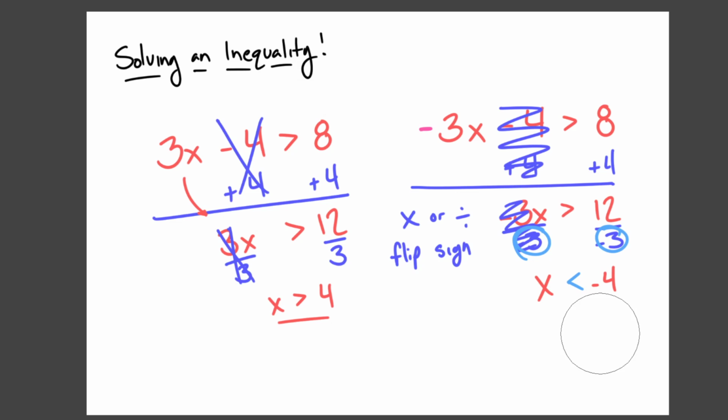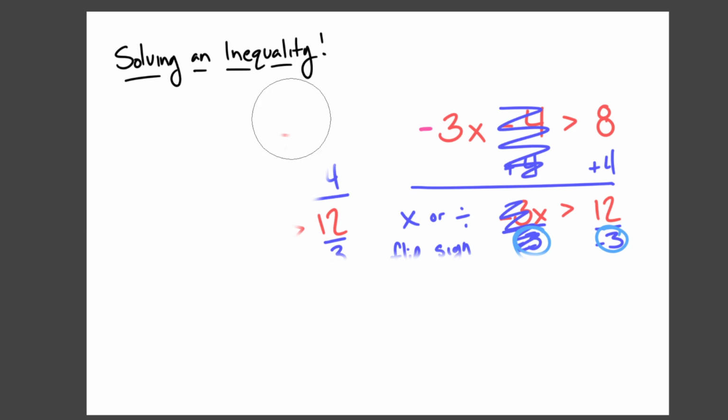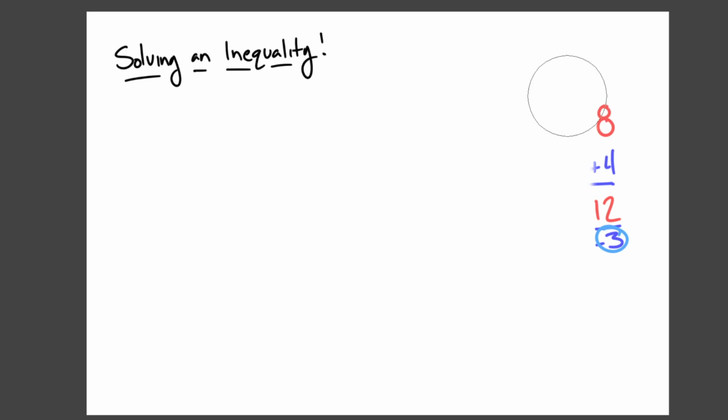Cool? And now I'm going to show you why that happens. So remember, if you're multiplying or dividing by a negative number, you have to flip the sign. If it's a positive number, the sign stays the same. If it's negative, it has to flip. I'll show you why we do that.